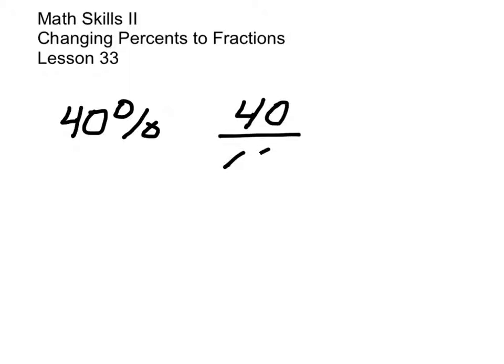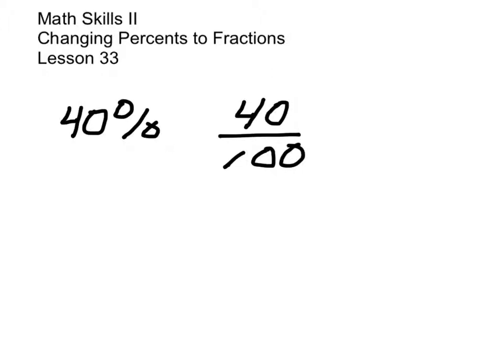Okay, in lesson 33, we're going to talk about the topic of changing percents to fractions. Now, remember what a percent means. If, for example, there's a 40% chance of snow, I'm going to write the percent of 40%. Now, what does this mean if there's a 40% chance of snow? Percent simply means out of 100. So in other words, 40% means 40 out of 100.